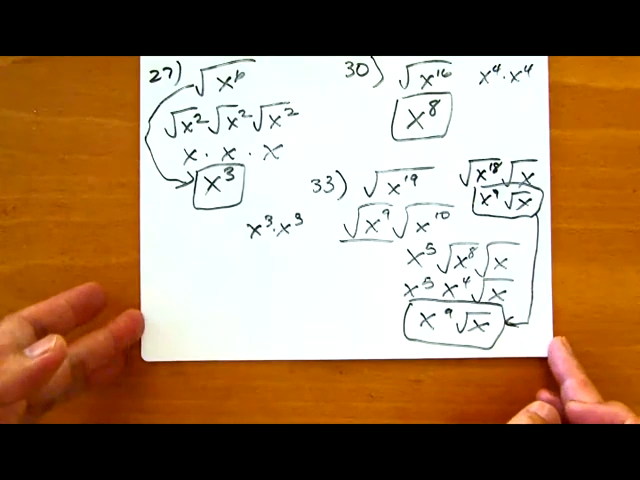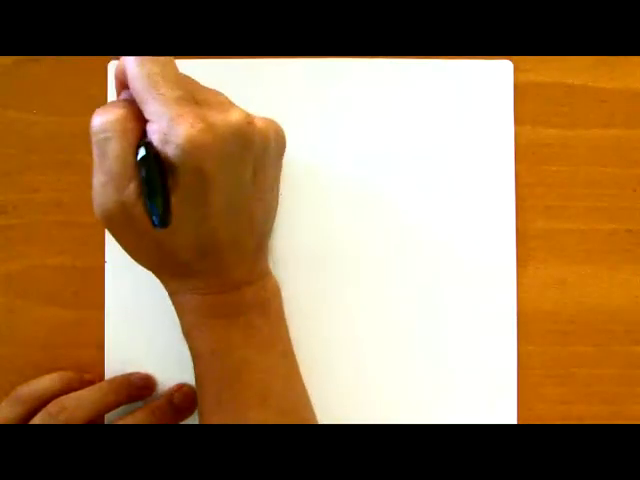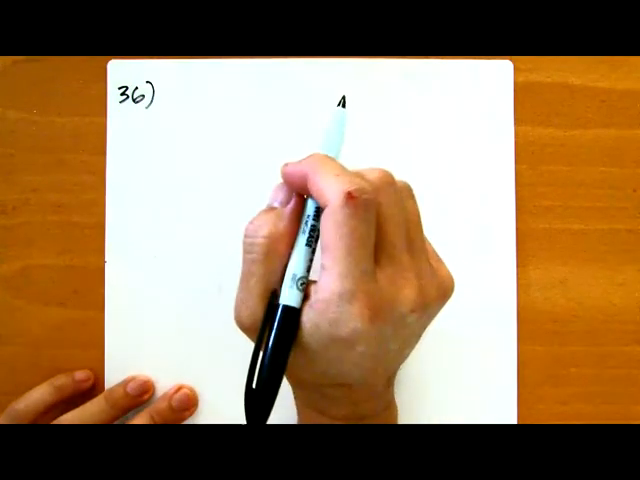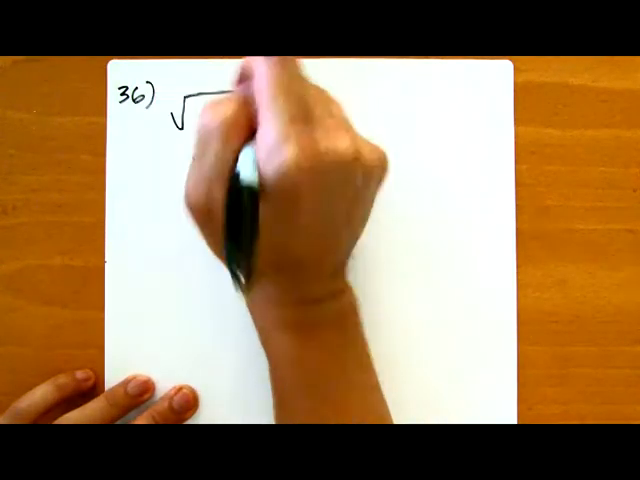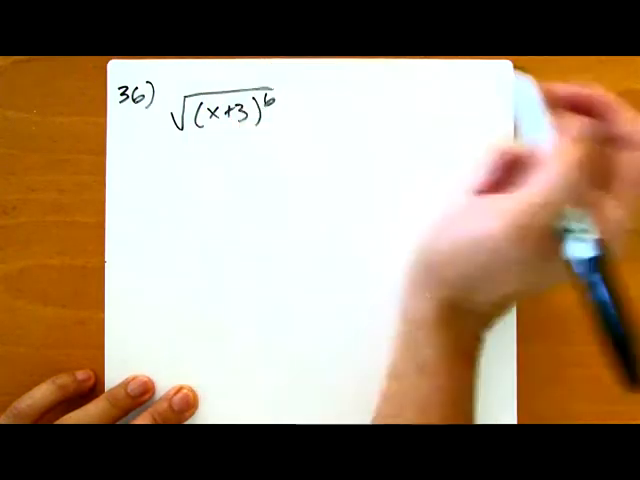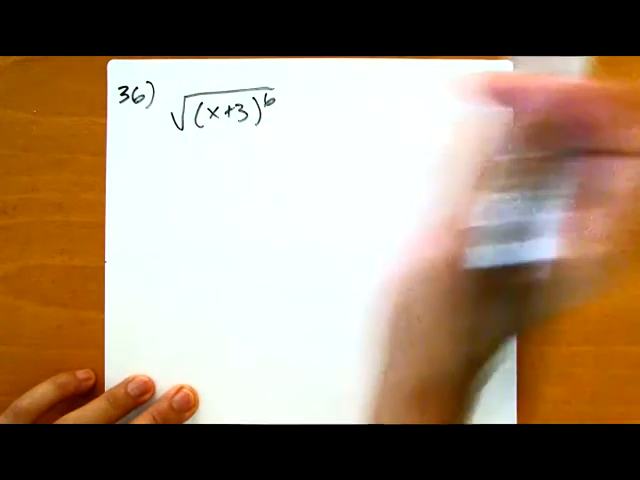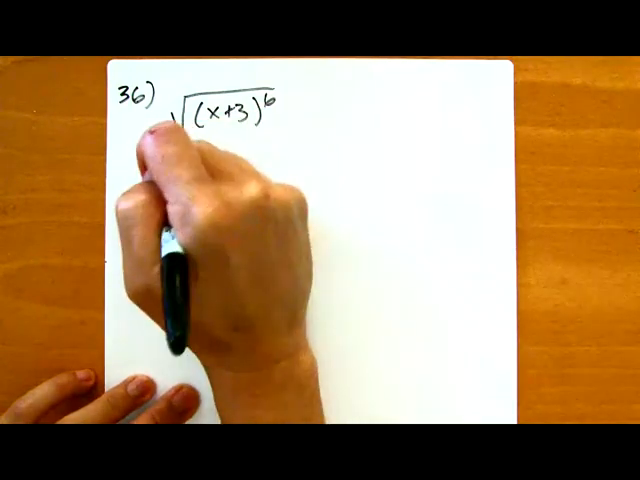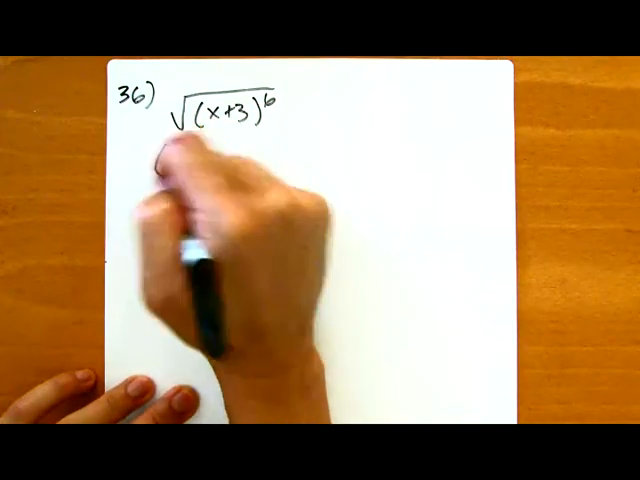Number 36 is radical x plus 3 to the 6. Oh, this one is easy. It's x plus 3 to the 3rd.